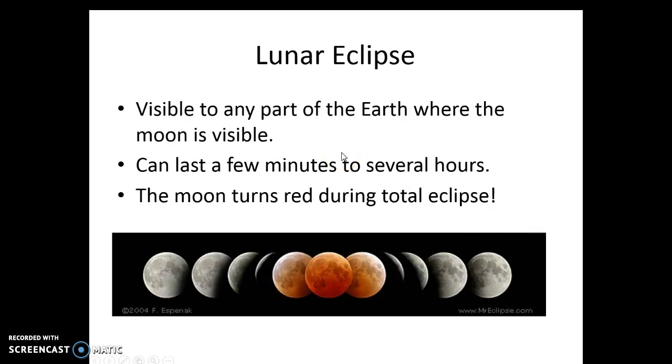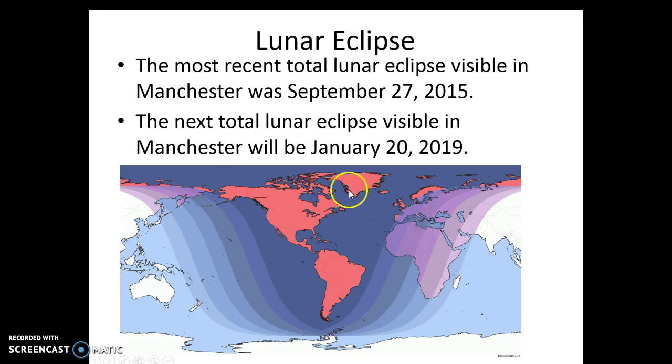The cool thing about a lunar eclipse is it's visible to any part of the Earth where the moon is visible. That means that about half the world at once can see a lunar eclipse. So you're likely to see one of these. I mean, we had one back in September, but you're likely to see them again and again throughout your lifetime if you pay attention. The moon is going to turn red, as I said before, okay? And it's a different color every time, sometimes brown, sometimes red. It's really unique.